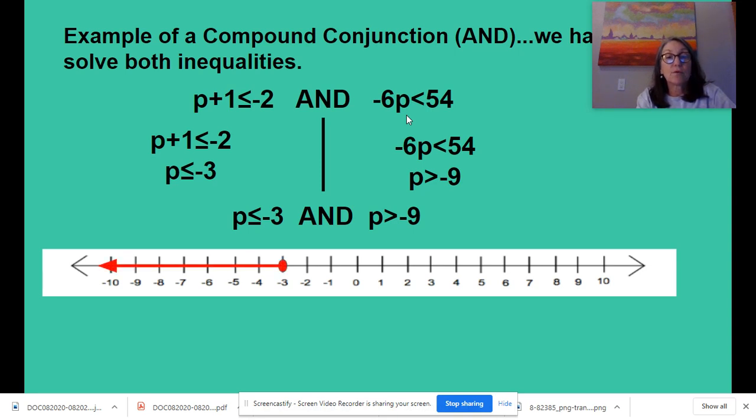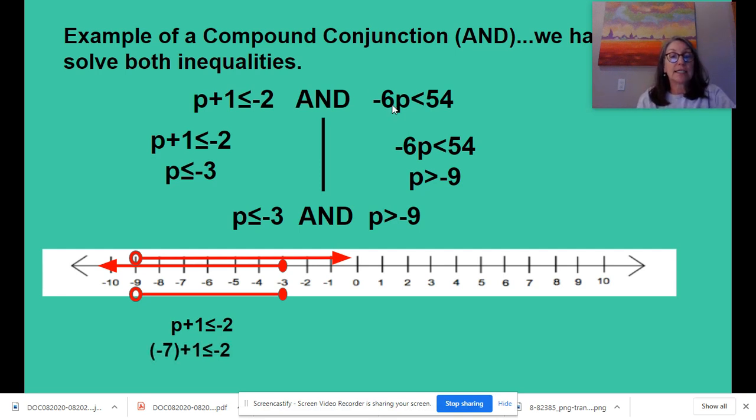P less than or equal to negative 3 is here. P greater than negative 9 looks like this. So you see the two overlap. Our solution is actually only in the overlapping space. So all our answers will be greater than negative 9, but less than or equal to negative 3.